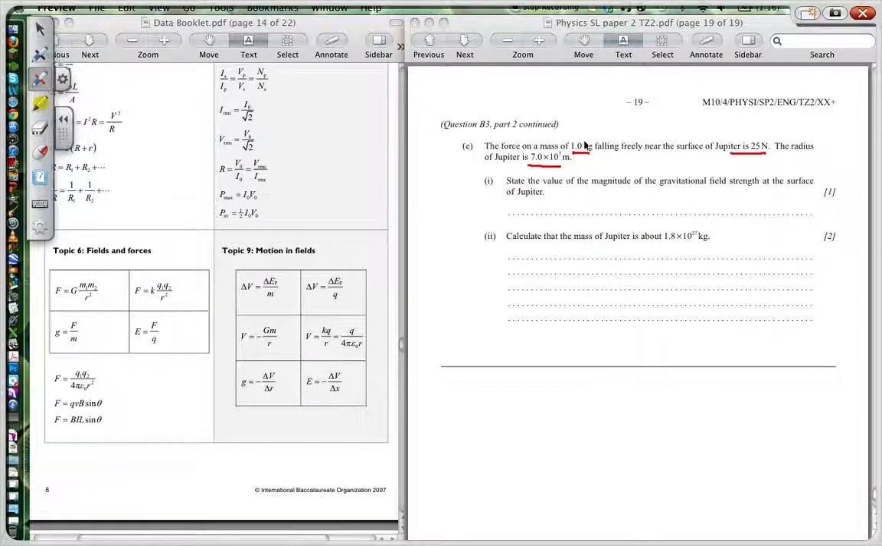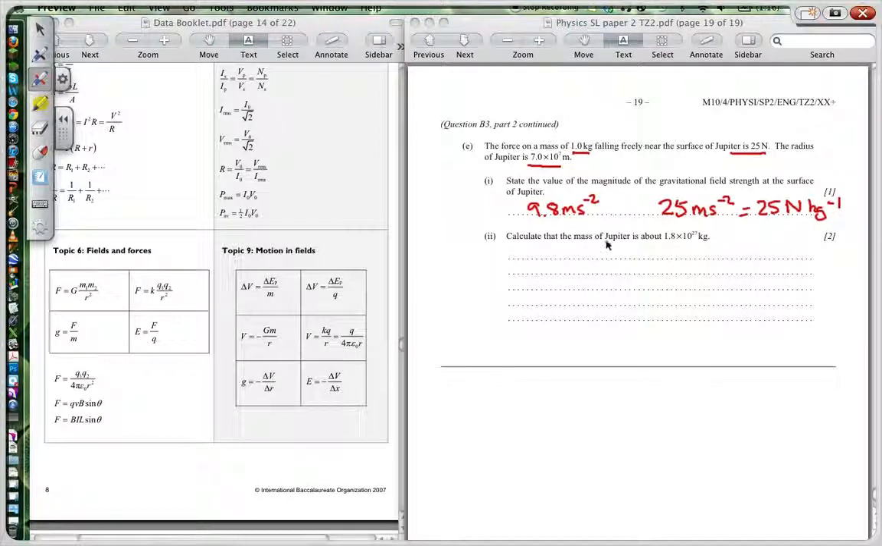As we know, for 1 kilogram, for the Earth, it's 9.8 meters per second to the minus 2, and we've got it here also for Jupiter. Because it's 25 newtons, it would be 25 meters per second to the minus 2, or we could use the unit 25 newtons per kilogram.